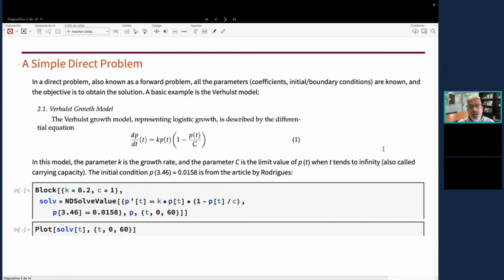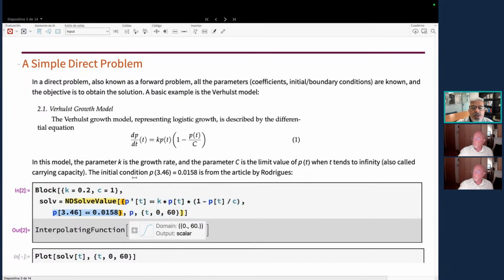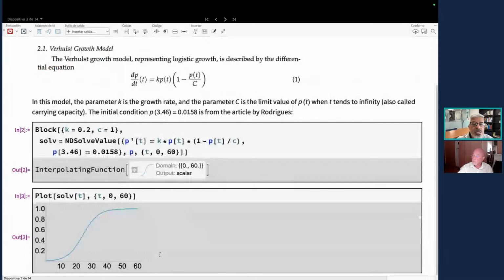A simple direct problem, also known as a forward problem: all the parameters, coefficients, and initial and boundary conditions are known, and the objective is to obtain the solution. A basic example is the Verhulst model, the logistic growth. Here in the code we have a simple example solving it with NDSolveValue. Here we have the differential equation, and this initial condition is from the article by Rodriguez. And here we have the plot of the solution, a simple solution to this differential equation.